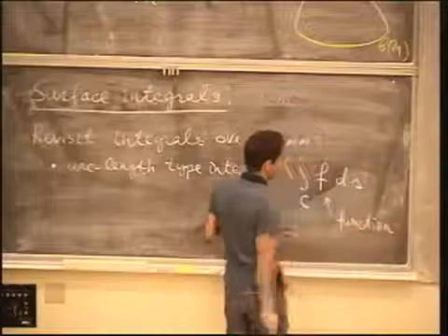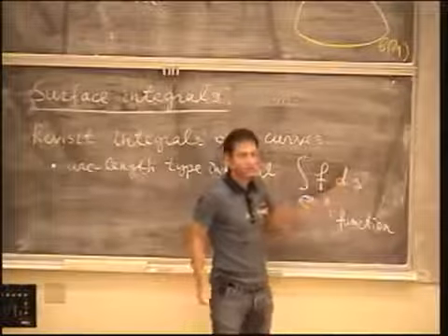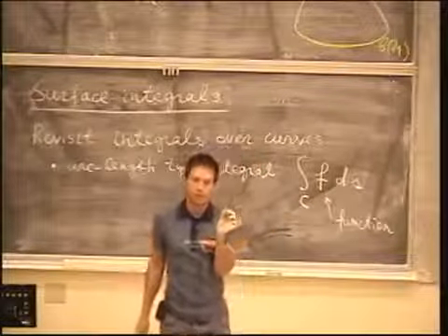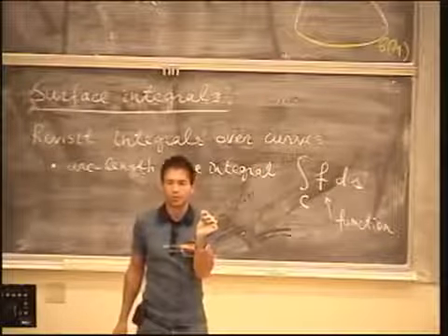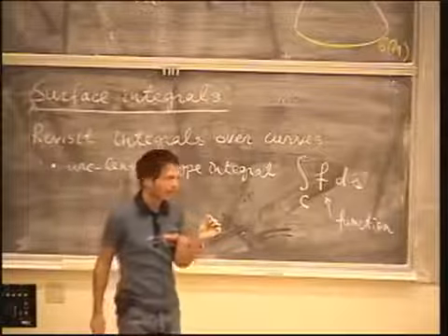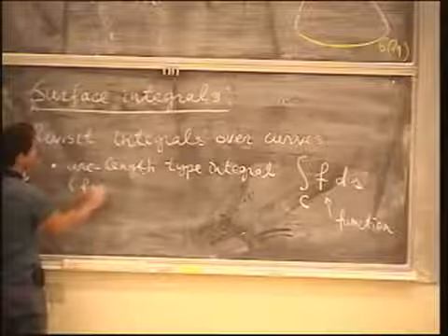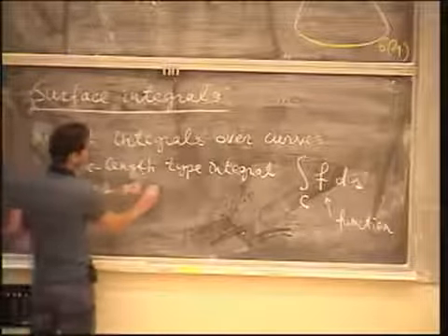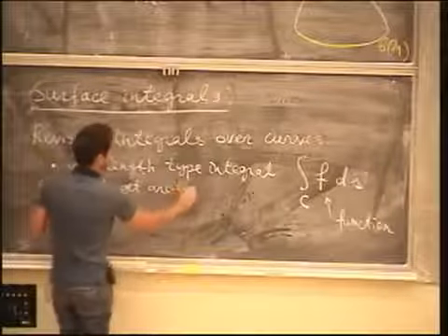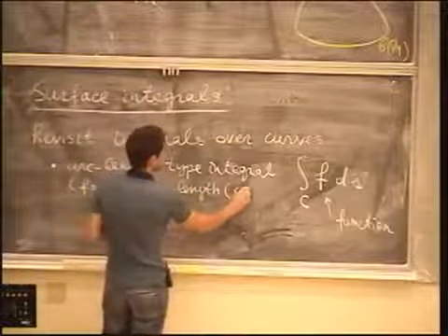On this curve. And this ds represents the length of a very small piece of that curve. Okay? So what is the meaning of this integral? The meaning of this integral is that if f is equal to 1, we get the arc length of the curve.